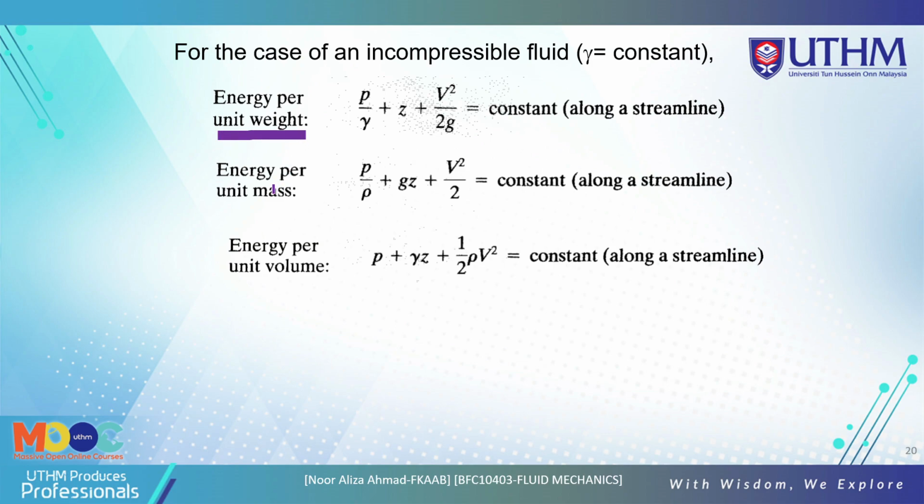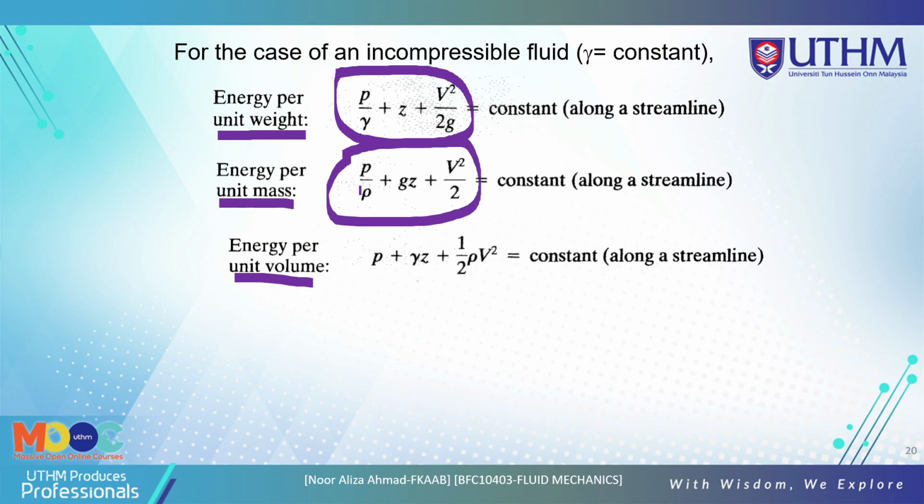So this is per unit weight, this is per unit mass, and this is per unit volume. So you use this formula: pressure times the specific weight plus Z plus V squared over 2g. Okay, this is per unit weight. When using the per unit mass, they must include the pressure divided by the density plus g times Z plus V squared over 2, because this is based on the unit mass.